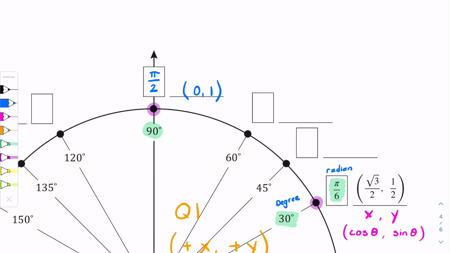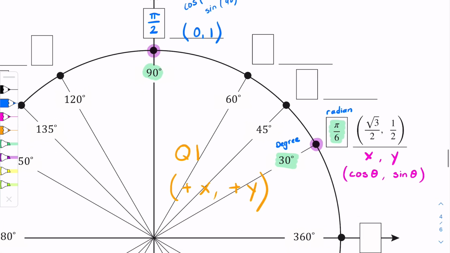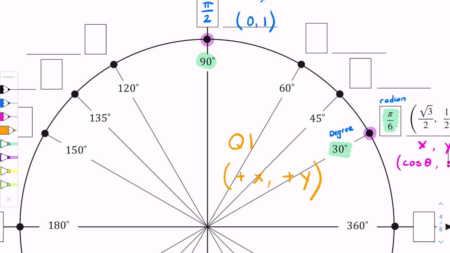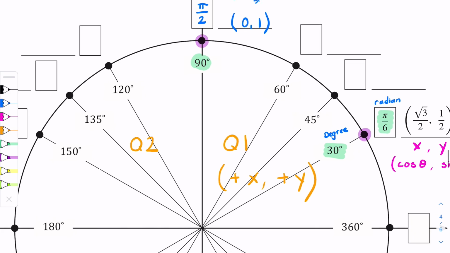If I was to ask you the cosine value of 90, the cosine value of 90 is your x value, it's 0. If I was to ask you the sine value of 90, your sine value is 1. Okay, so besides quadrant 1, if we just label all of these here, quadrant 2 has negative x values, positive y values.